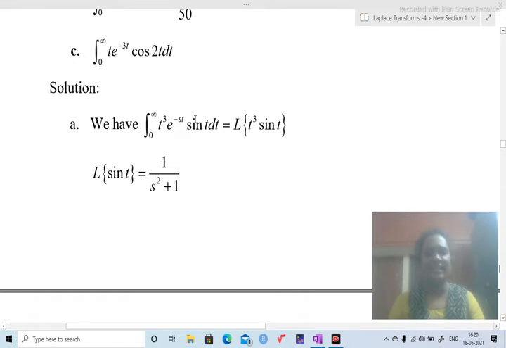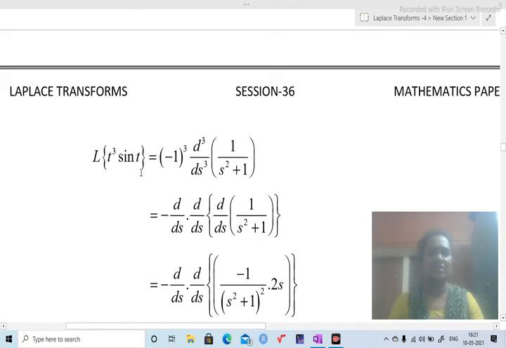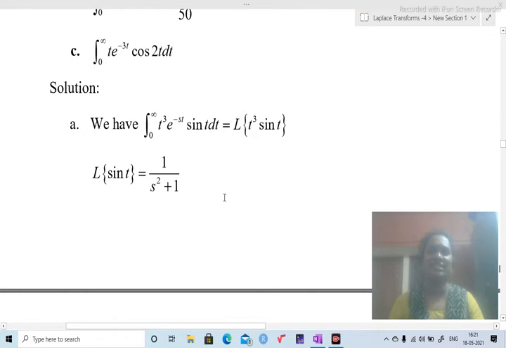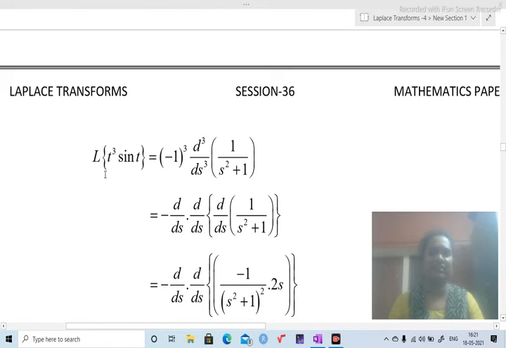This can be written as the Laplace transform of t cubed into sin t. So I know how to do this one. I take the Laplace transform of sin t as 1 by s square plus 1. Here a is 1. So I am going to do 3 times differentiation. Observe the formula: L of t cubed into sin t equals minus 1 whole cube, d cube by ds cube of 1 by s square plus 1.